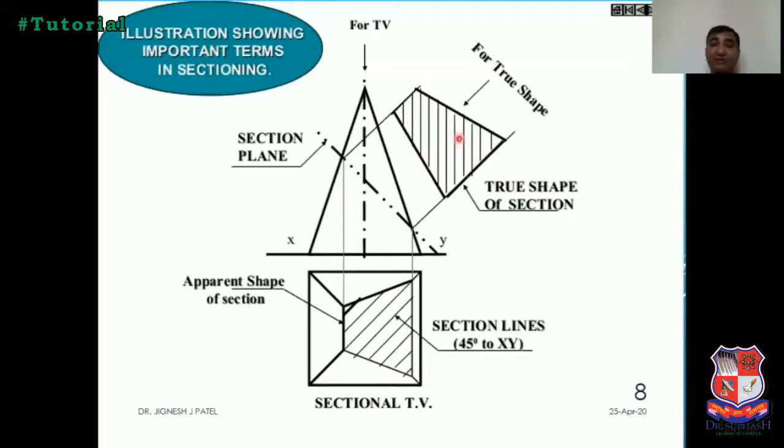Okay, so once again, this is the section plane. This is the true shape. Okay, this is the apparent shape, and the sectional lines are at 45 degrees with a reference line, and these lines are 1 to 2 mm apart from each other, and this view is known as the sectional top view.